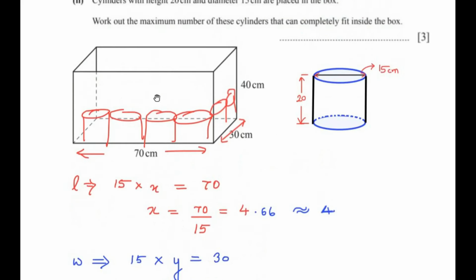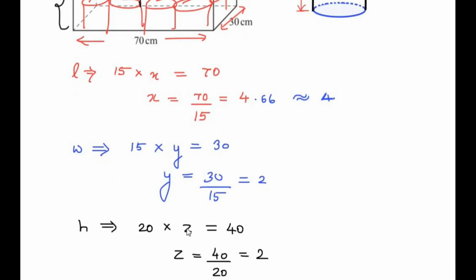Now comes the height. Here again we need to check how many cylinders can be kept. So that represents your height. Now since here we are considering the height, we are going to consider the height of the cylinders as well. So here the height of the cylinder is 20. So we have written here 20 times z.